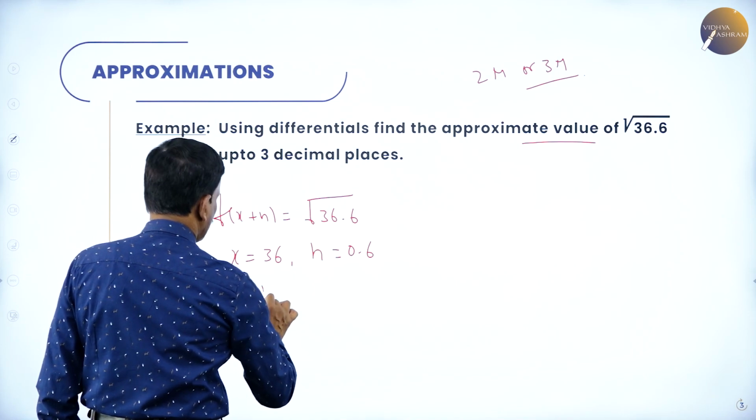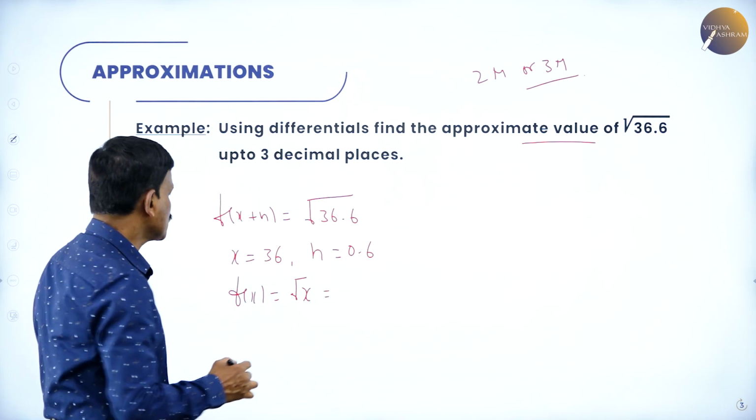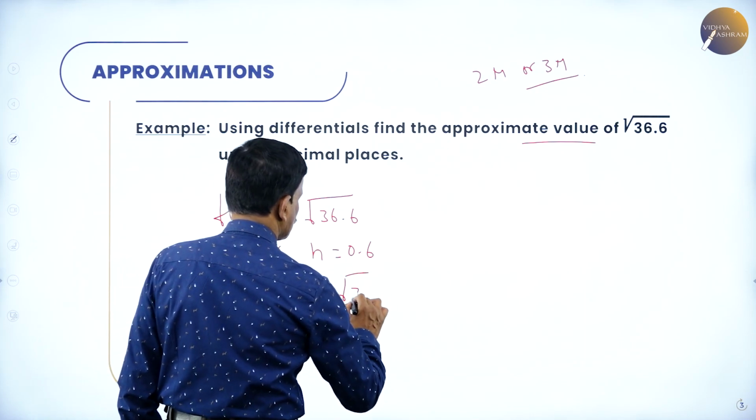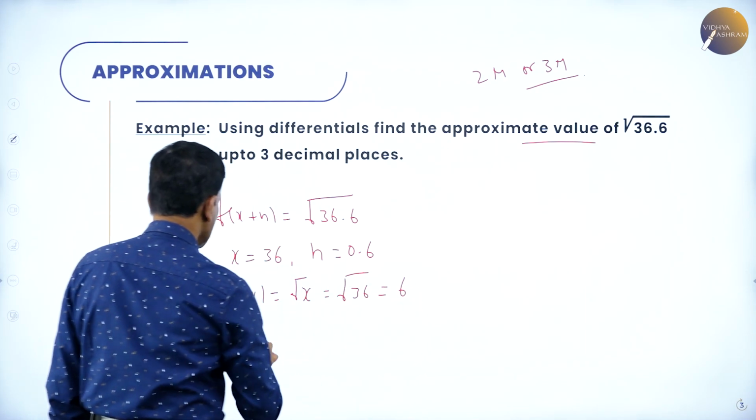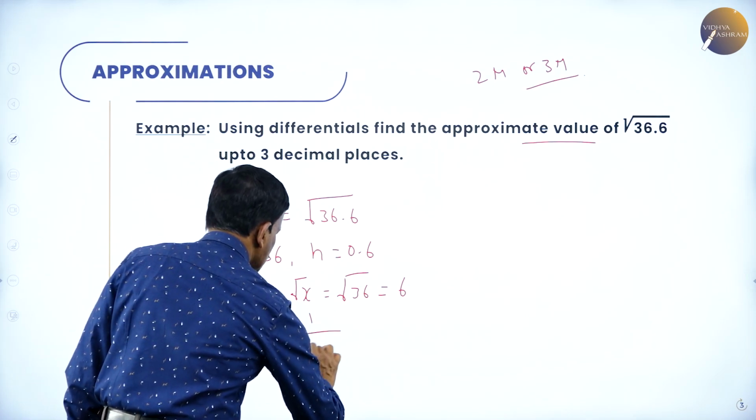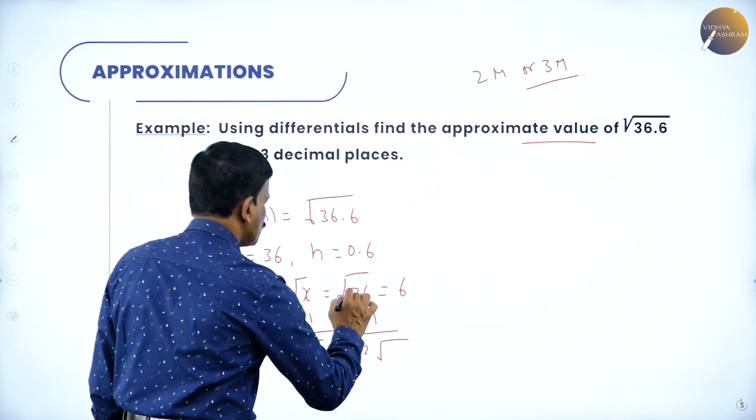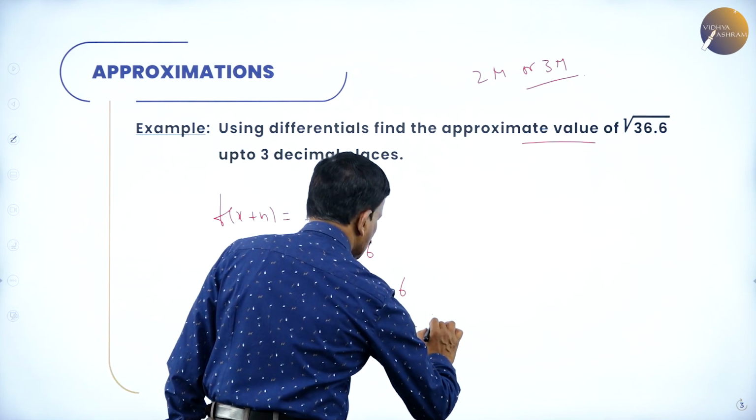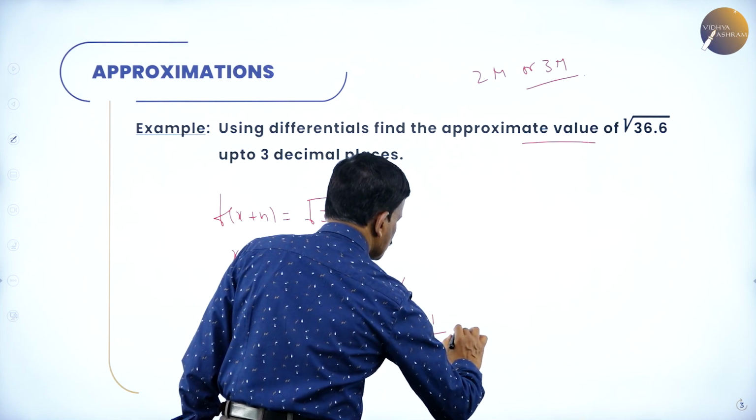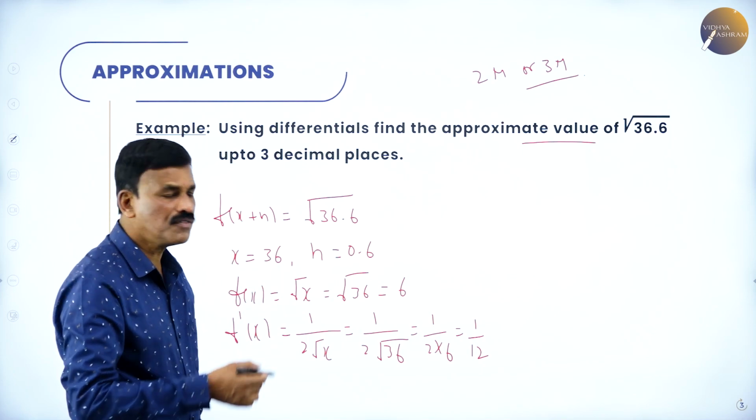So what is f of x? f of x is equal to root x. What is square root of 36? Square root of 36 is equal to 6. And differentiate this, f dash of x, the differentiation of root x is 1 over 2 root x, 1 over 2 into what is root x? 36, that's equal to 1 over 2 into 6, that's equal to 1 over 12. Now just substitute in the formula, that's it.